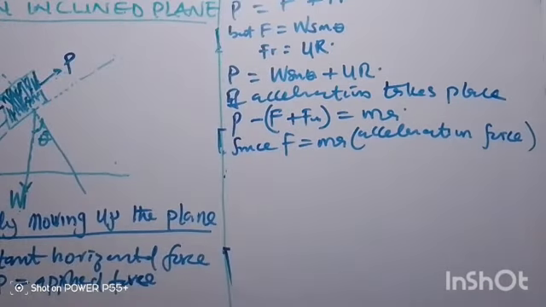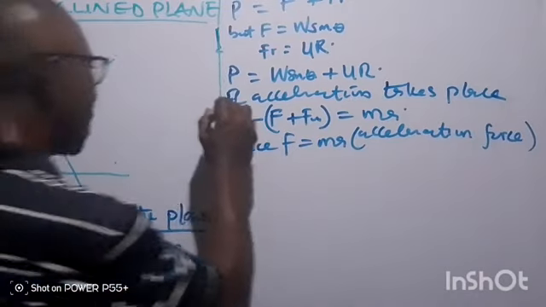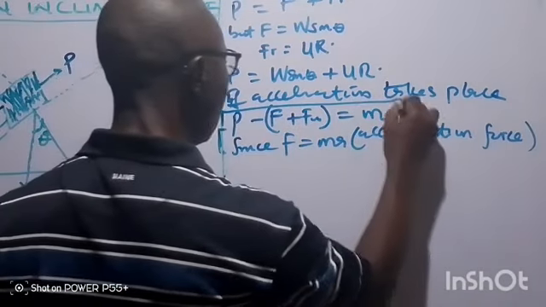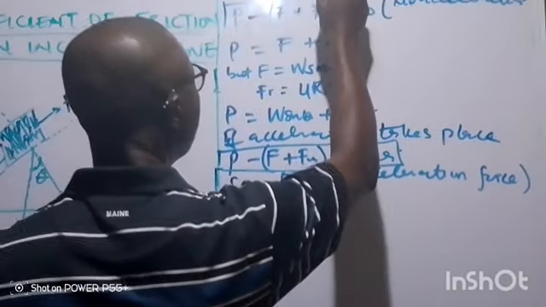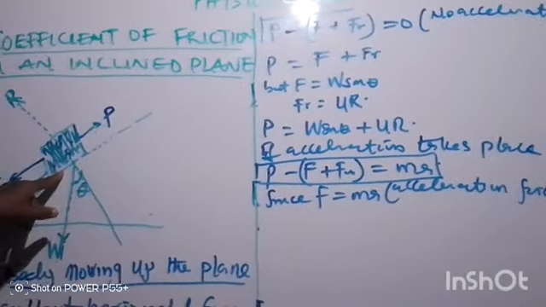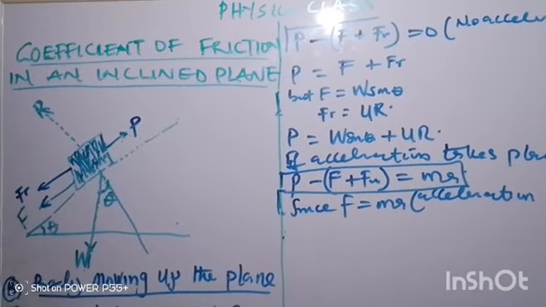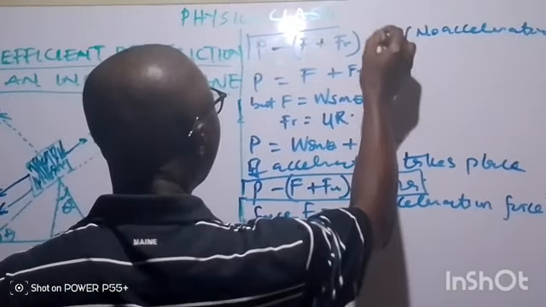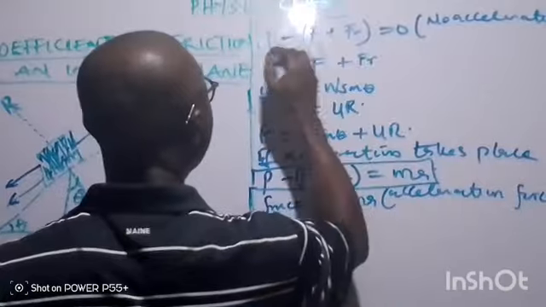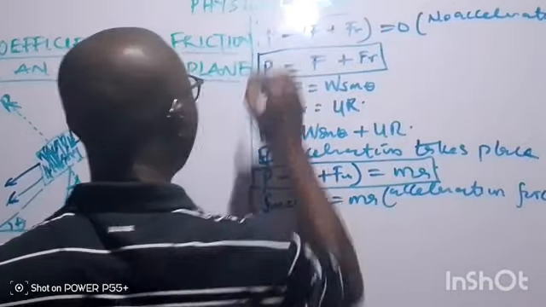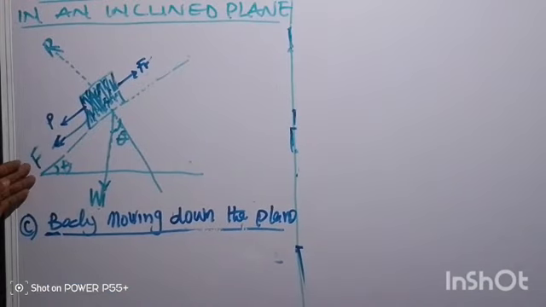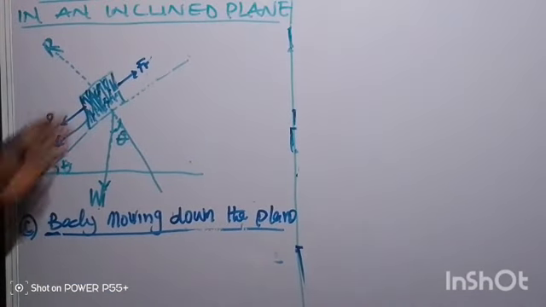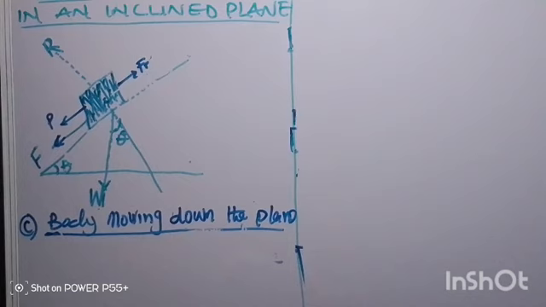So let's say we have to calculate the acceleration. We can apply this formula. If the question says there is no acceleration, but the body just overcomes static friction, then we can apply either this one or this one. That is another equation.